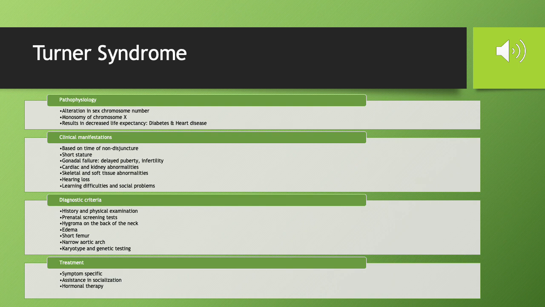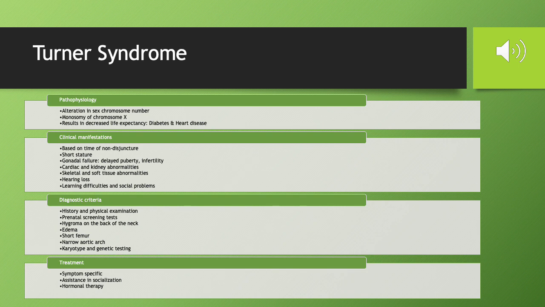So now we'll talk about Turner syndrome. And the pathophysiology is an alteration in the sex chromosome number. So we're specifically talking about the sex chromosomes. And what it presents as is monosomy of chromosome X. So you only have one. And more frequently than not, it results in decreased life expectancy, diabetes, and heart disease.